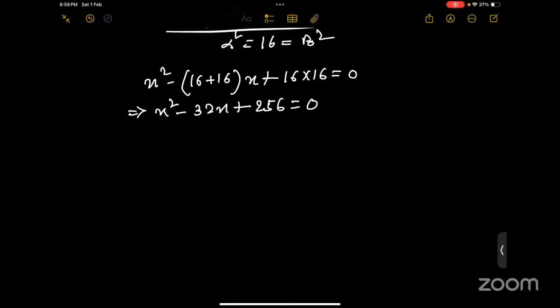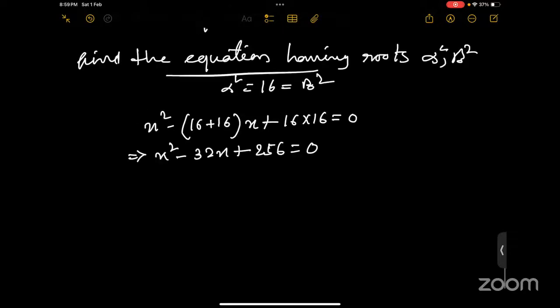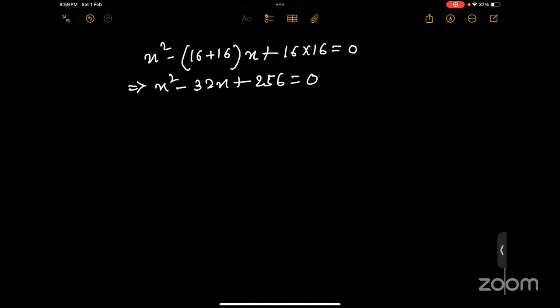I did not understand this question, one more method please, ma'am. Which one? Splitting the middle term. This is the same as the FOIL method actually.